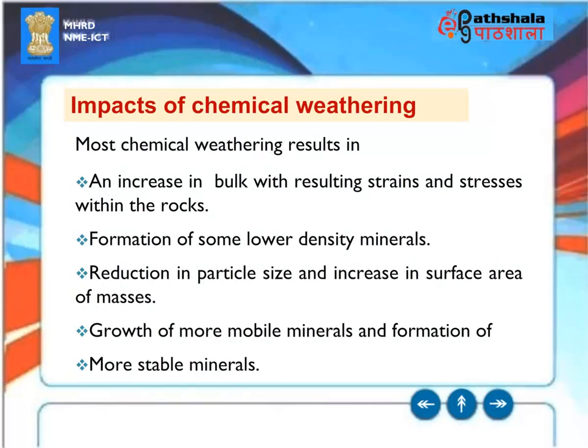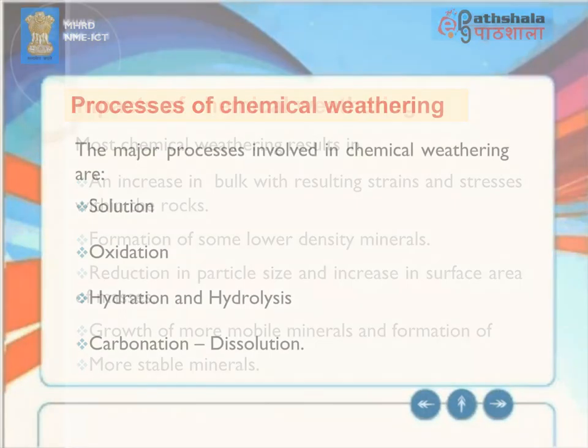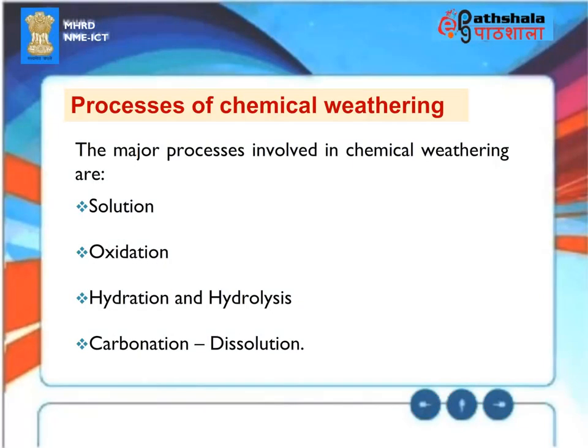Impacts of chemical weathering. Most chemical weathering results in an increase in bulk with resulting strains and stresses within the rocks, formation of some lower density materials, reduction in particle size and increase in surface area of masses, growth of more mobile minerals and formation of more stable minerals. Processes of chemical weathering. The major processes involved in chemical weathering are solution, oxidation, hydration and hydrolysis, carbonation, dissolution.